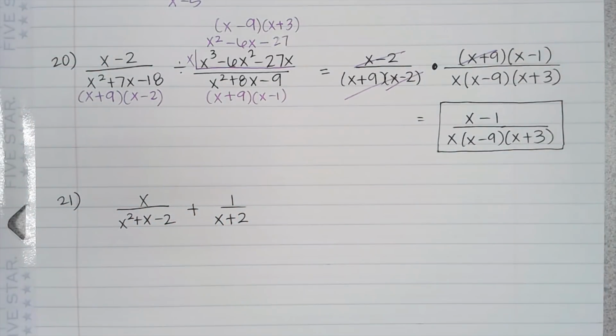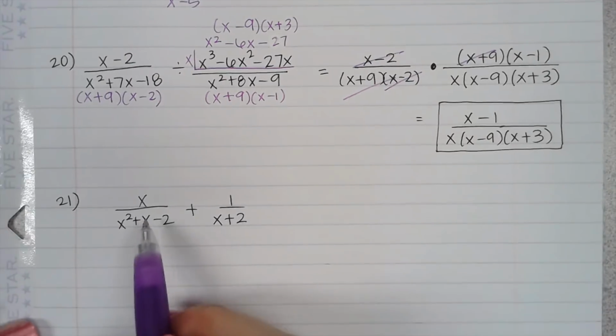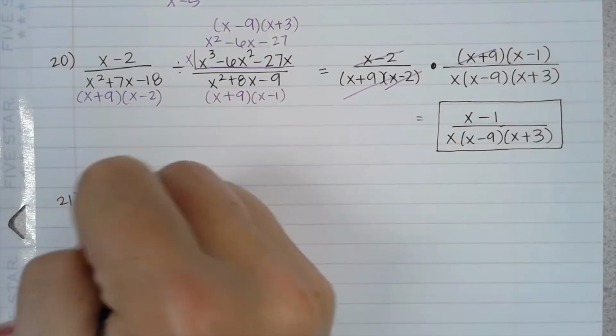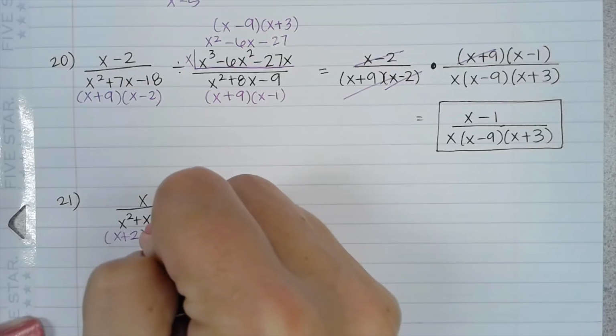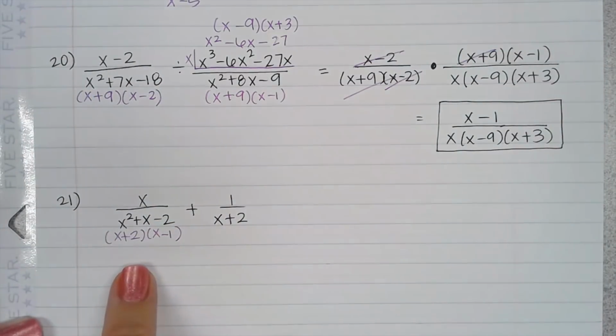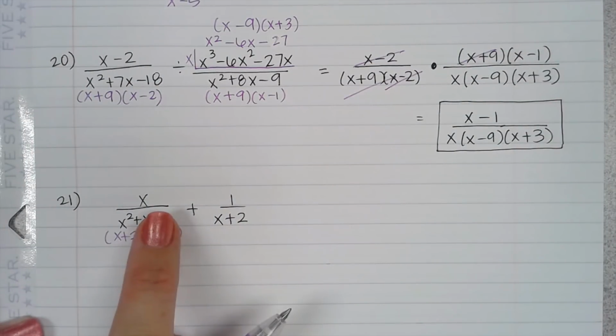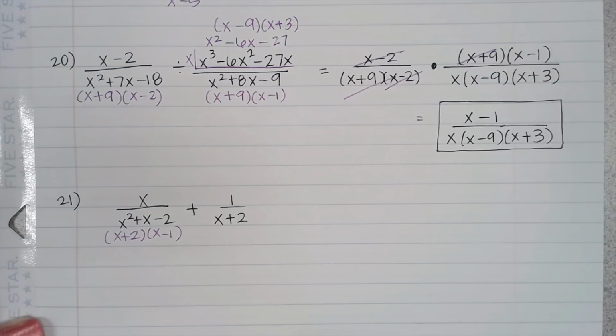Remember, you see two fractions, but you want to look in between them. On this one, in between the two fractions is a plus sign. A plus sign means that I'm going to need to make the denominators match. But before I make them match, I want to make sure they're both written in factored form. So if I factor my second denominator, the denominator that was there turns into this.